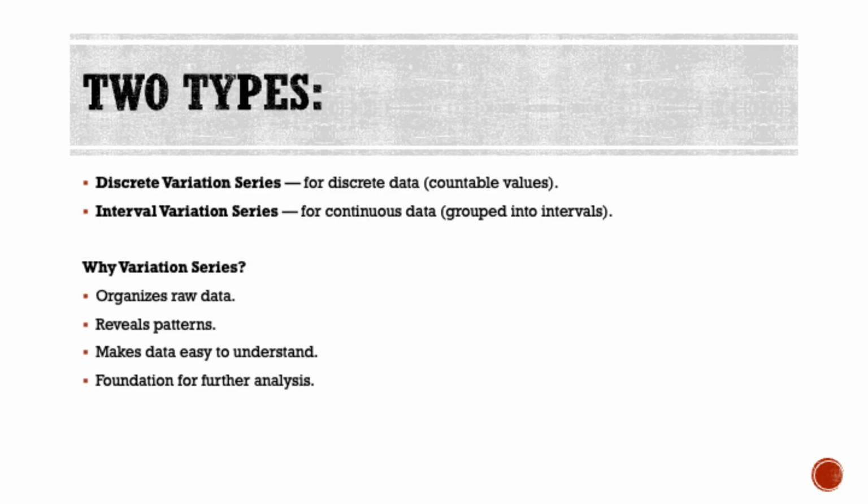There are two main types of variation series. First, a discrete variation series, which is used for discrete data with countable values. Second, an interval variation series, which is used for continuous data grouped into intervals. Why do we need variation series? They organize raw data, reveal patterns, make data easy to understand, and serve as the foundation for further analysis. They are essential tools for any statistical analysis.